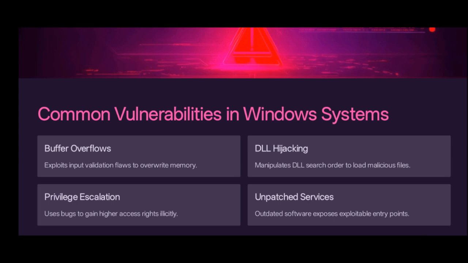Kernel exploits. Vulnerabilities in the Windows kernel can lead to privilege escalation or arbitrary code execution. DLL hijacking. Attackers trick applications into loading malicious DLL files, allowing execution of arbitrary code.